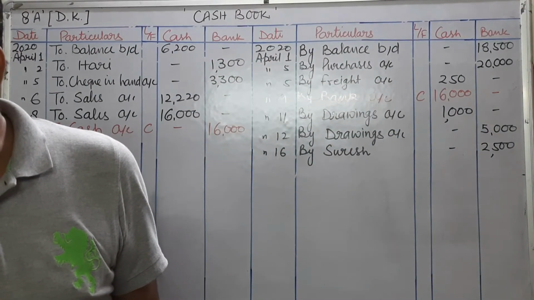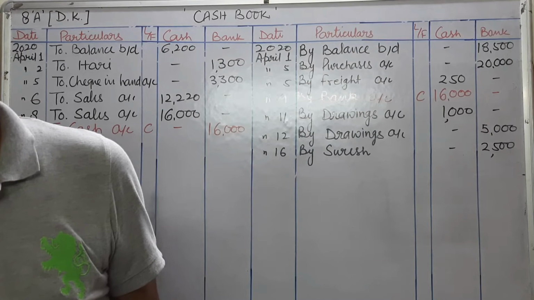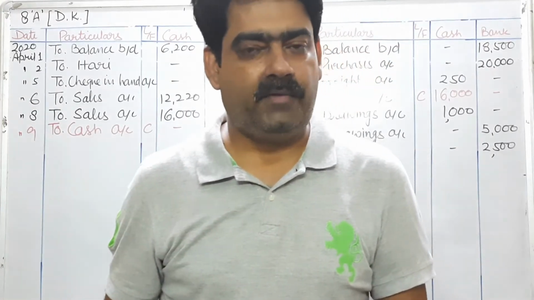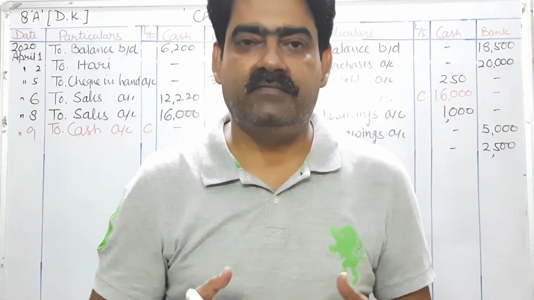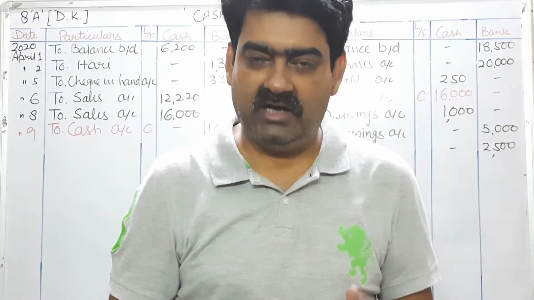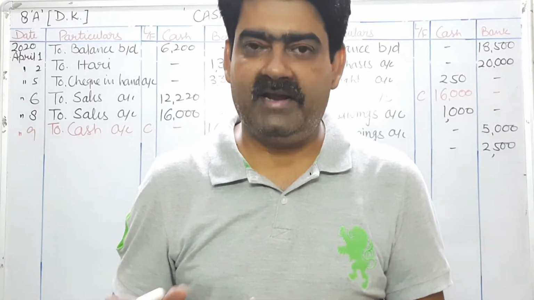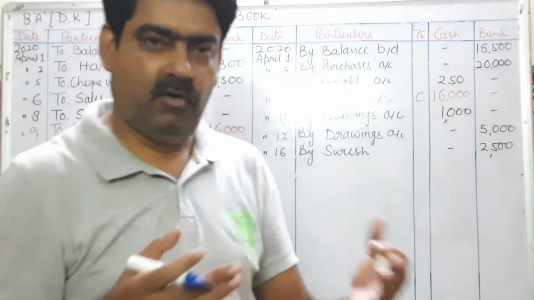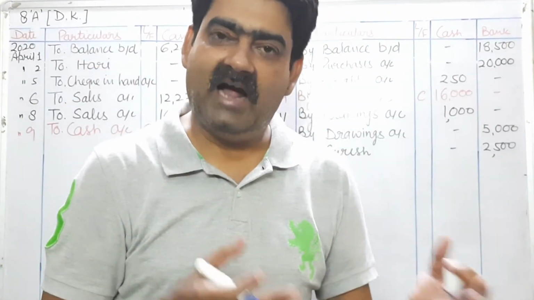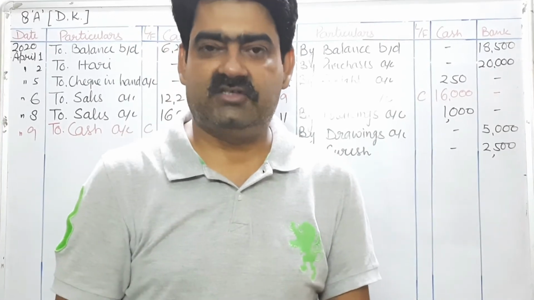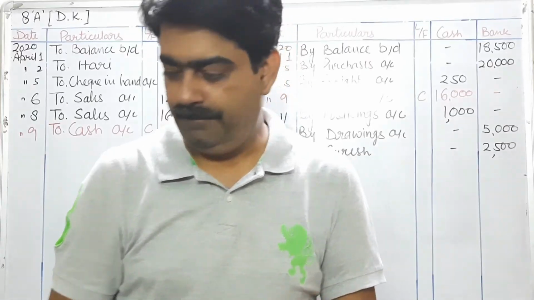Now next is April 17, received a check from Ajay, not banked. So simply they are saying the check is not deposited into the bank. We are simply receiving this check from Ajay. The journal entry will be check in hand account debit to Ajay. Once again, the treatment of this particular transaction will come in the journal. Apart from the cash book, there is one more format you have prepared. In that particular format, you will write the treatment of this particular transaction, that is check in hand account debit to Ajay.